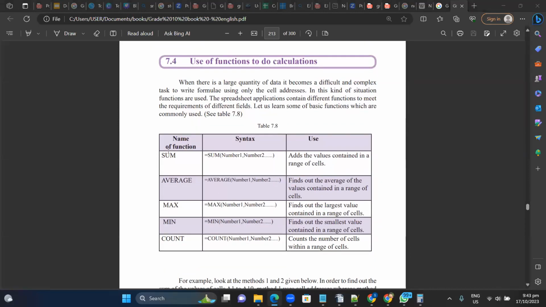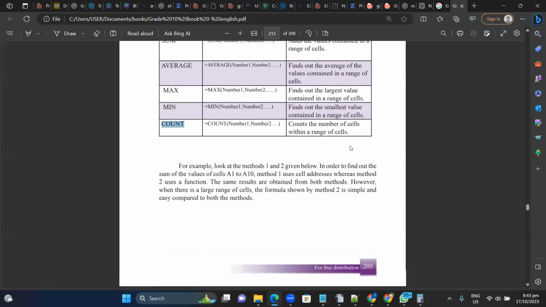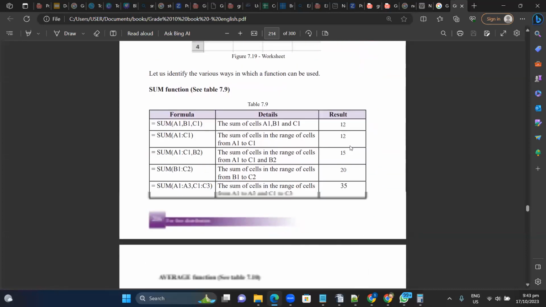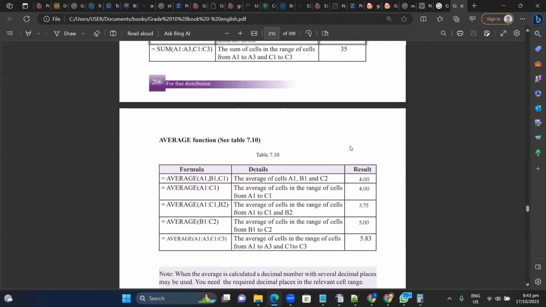Sum will calculate the total, average will calculate the average, max is the largest number, min is the smallest number, and count will count the number of cells within a cell range. Count will count the number of cells within a cell range, but only number cells. What do you mean by number cells? It's like this, okay? Let me show.